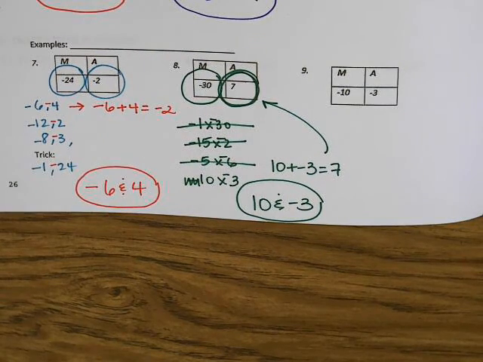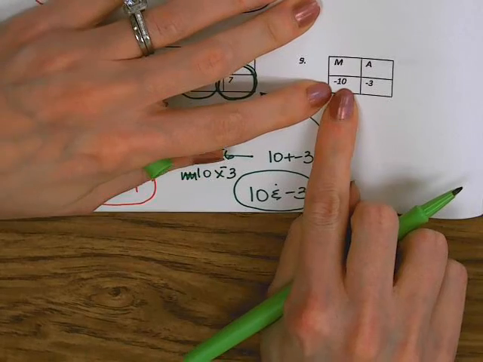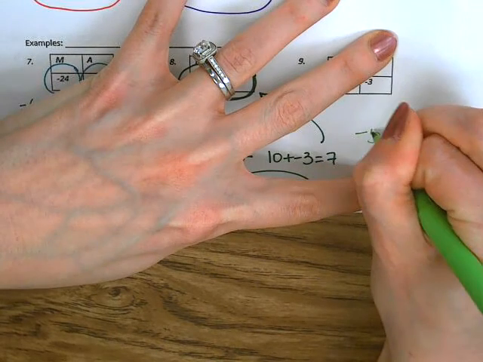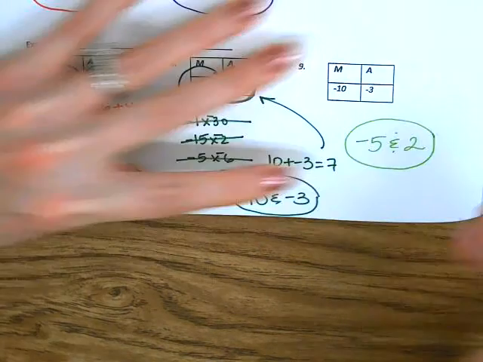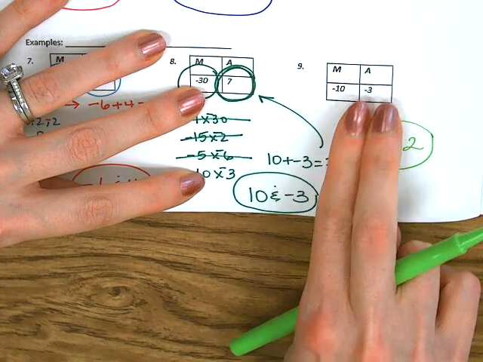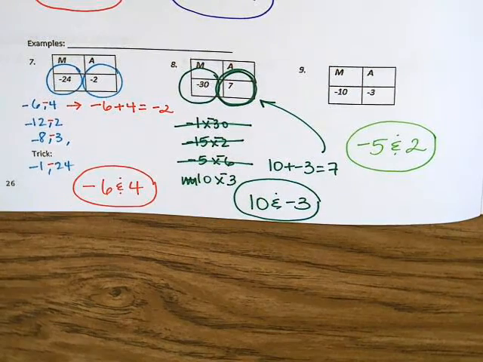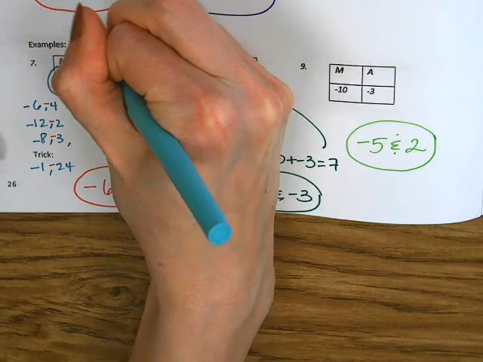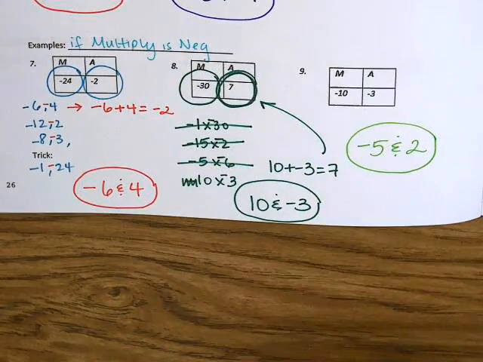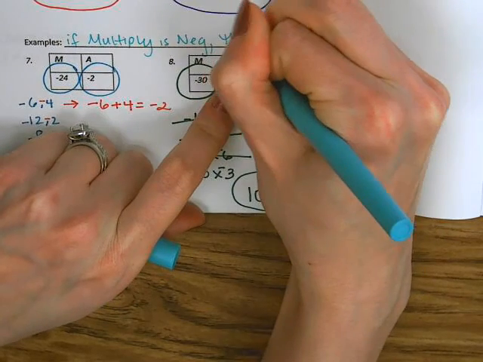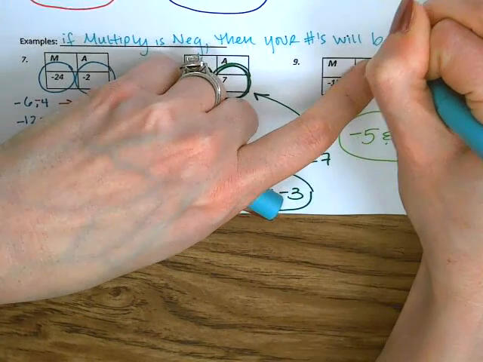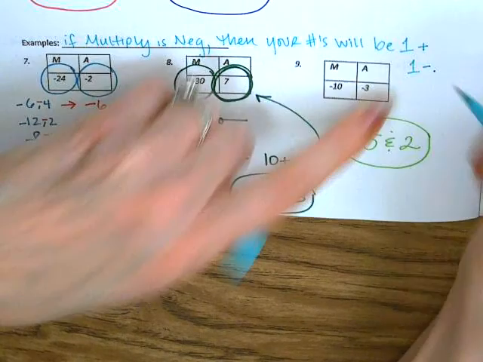All right, this last one I'm going to do in my head. Two numbers that multiply to -10 but add to -3. It's got to be -5 and 2. Because -5 times 2 is -10, but -5 plus 2 is -3. Okay, so our last rule, if the multiply is negative, then your numbers will be one of them positive and one of them negative.